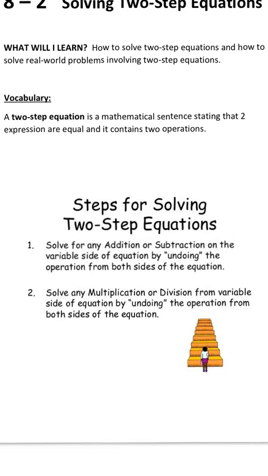Number 1, solve for any addition or subtraction on the variable side of the equation by undoing the operation from both sides of the equation. So in other words, you want to add or subtract the constant first. Step number 2, solve any multiplication or division from the variable side of the equation by undoing the operation from both sides of the equation. And this also means that you would either multiply or divide by the coefficient.